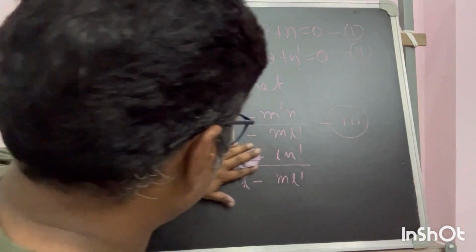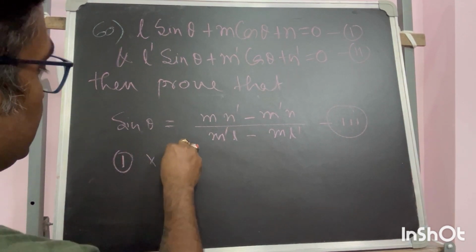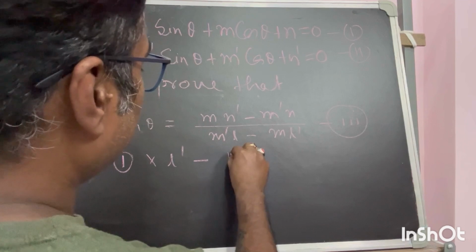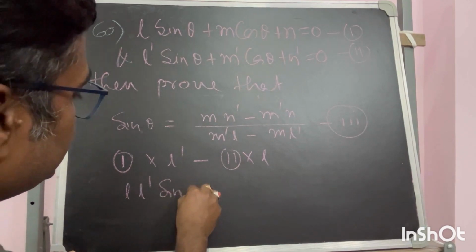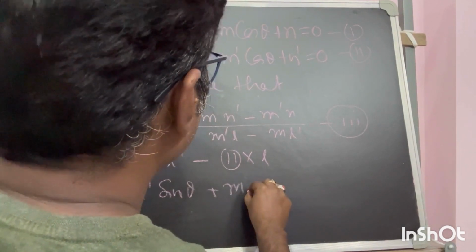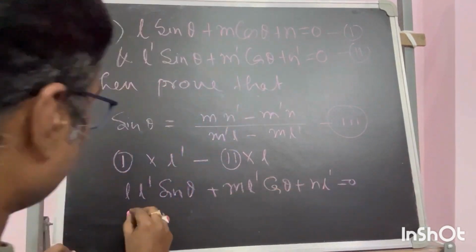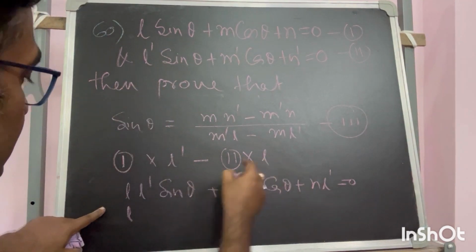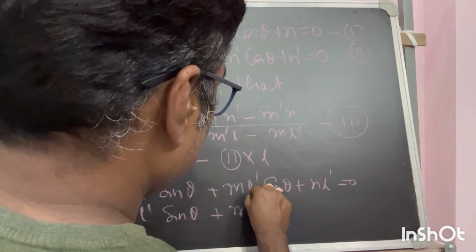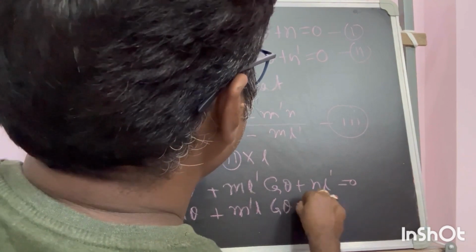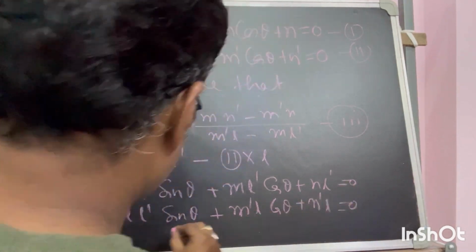Will be the same. Let me calculate. In this case I will multiply 1 with L dash, and I will deduct from 2 into L. So L dash sin theta plus M L dash cos theta plus N L dash is equal to 0, and this I will multiply with L dash sin theta plus M dash L cos theta plus N dash L is equal to 0. Now I will deduct it.